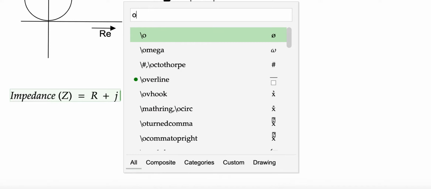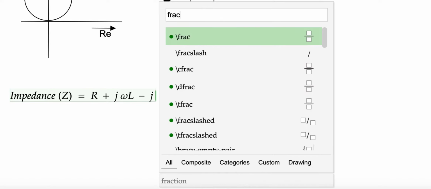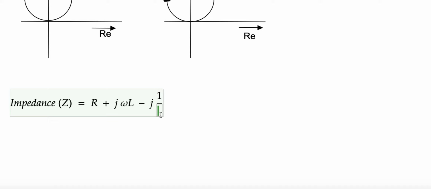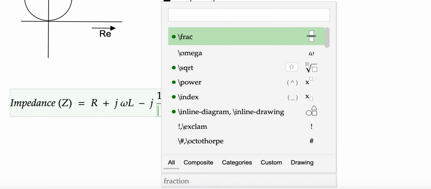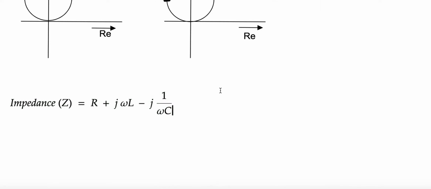Impedance Z equals R plus j omega L minus j times a fraction, 1 by omega C. So this is what Z is.